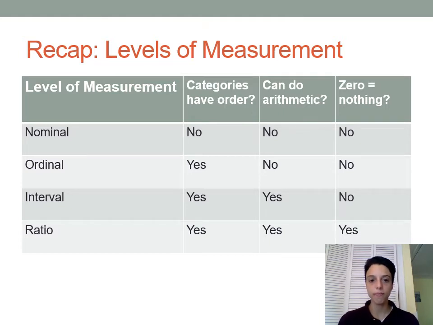And finally, ratio level variables have categories that can be put in order, that you can do arithmetic with, and where 0 equals nothing. So ratio level variables are generally just numerical variables where 0 means there's none of the thing. And often this is some kind of count. So how many hamburgers did you eat would be a ratio level variable because you could do all those things with it. So, very brief recap, and now I'm going to get into the new material for today.